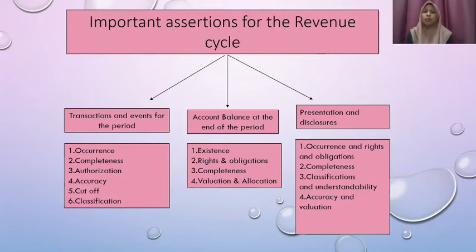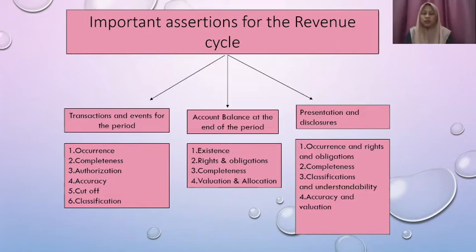Now, I will explain to you the important assertions for the revenue cycle. First and foremost, it is important to understand that the management is responsible for fair presentation in the financial statements. Assertion is the representation of fair presentation. So these assertions become the audit objective for the auditors to obtain sufficient and appropriate evidence to ensure that all these assertions are being met by the management.